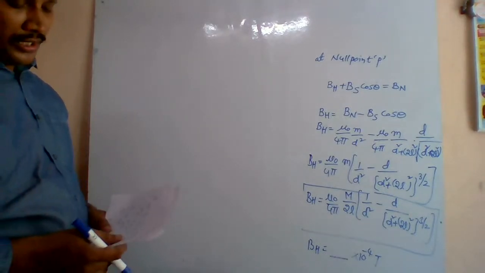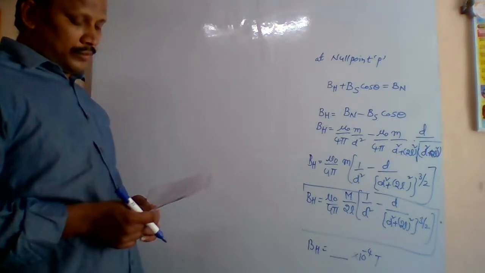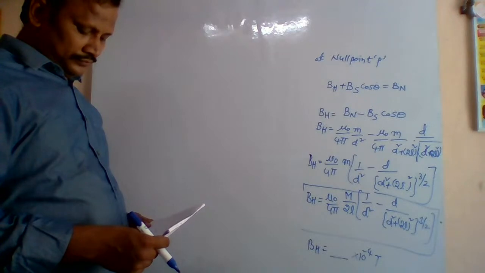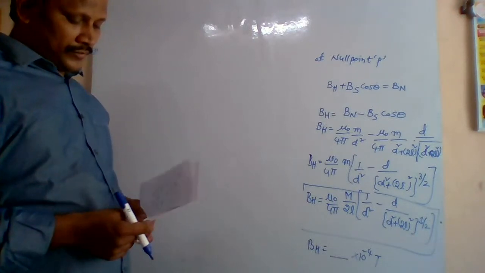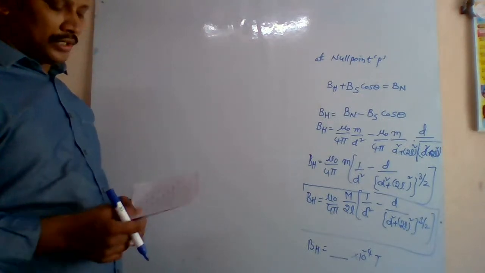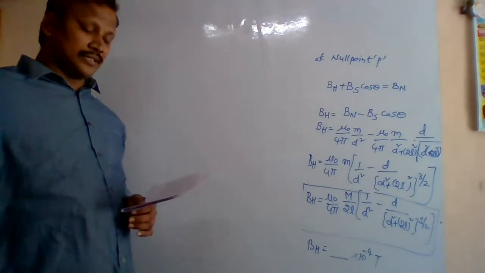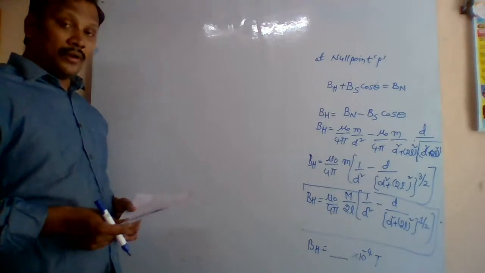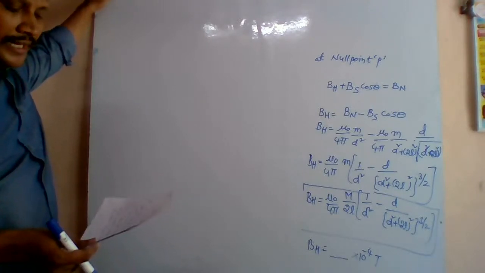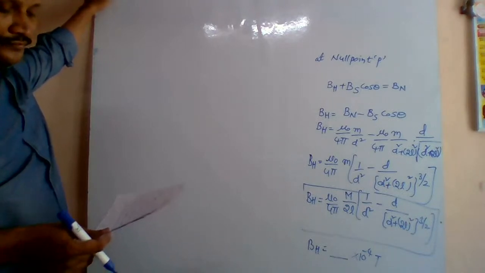are placed at distances of 1, 2, 4, 8, and so on. Meters: 1 meter, 2 meter, 4 meter, 8 meter, so on, from the origin, on the x-axis. Once again: similar poles, each of pole strength M, are placed at distances of 1 meter, 2 meter, 4 meter, 8 meter, so on, from the origin, on the x-axis.